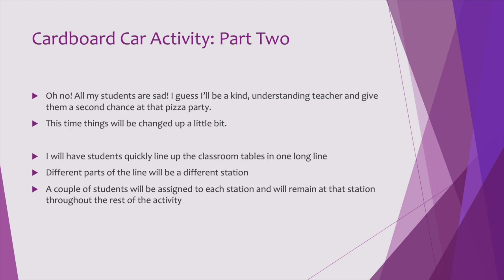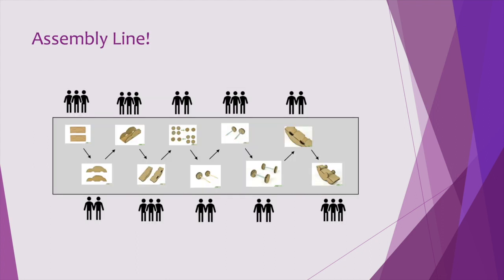I will instruct the students to quickly line up the classroom tables into one long line. Depending on the size of the classroom or time, I may also just have everything already set up in the gymnasium or a bigger classroom. So there will be one long table, and each section of the long table will be a different station. 2 or 3 students will be assigned to each station and will remain at that station through the rest of the activity, and it will essentially look like this.